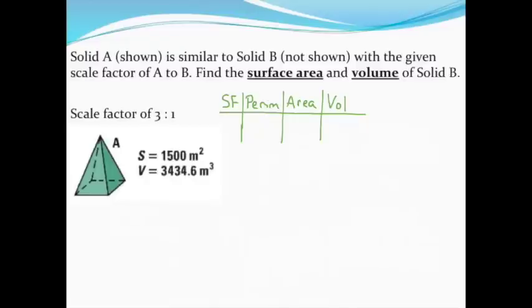So again, we're given two similar figures. We know they're similar, they've told us they're similar. We don't see one of them. We see one figure, that's solid A. We don't see the other one, but that's okay. In fact, we don't even really need to see either one if we use this chart.